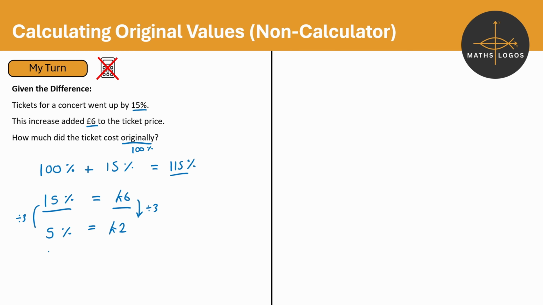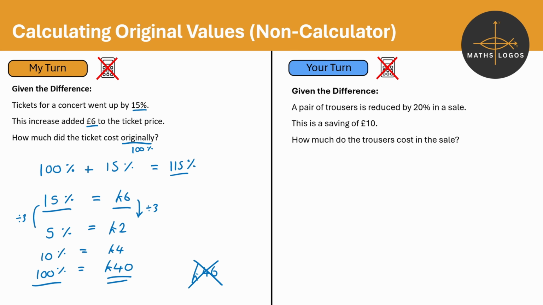So 5% is £2. 10% is going to be double that, it's going to be £4. 100% is going to be 10 times greater, it's £40. How much did the ticket cost originally? Well, originally is 100%, it costs £40. It did go up by £6, so the final price of the ticket was 46, but that's not my answer in this case. My answer is the £40. Pause the video, give this question a go, and just make sure you read the question really carefully.